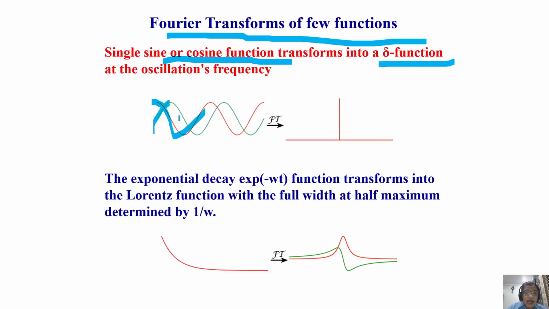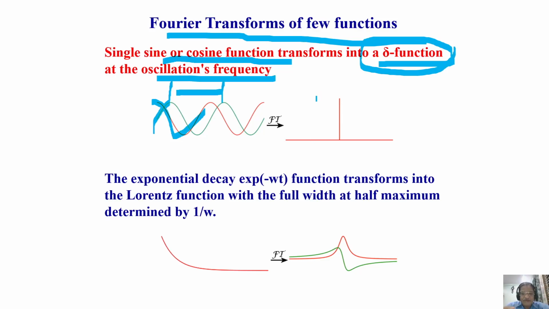Where does it come? At the oscillation frequency, which you can calculate from the separation. This is lambda, and the inverse of that is the frequency. So you can find the oscillation frequency, and it is a delta function. I'm just giving you the information. Please remember, because we will be using Lorentzian, Gaussian, etc. after the Fourier transformation.